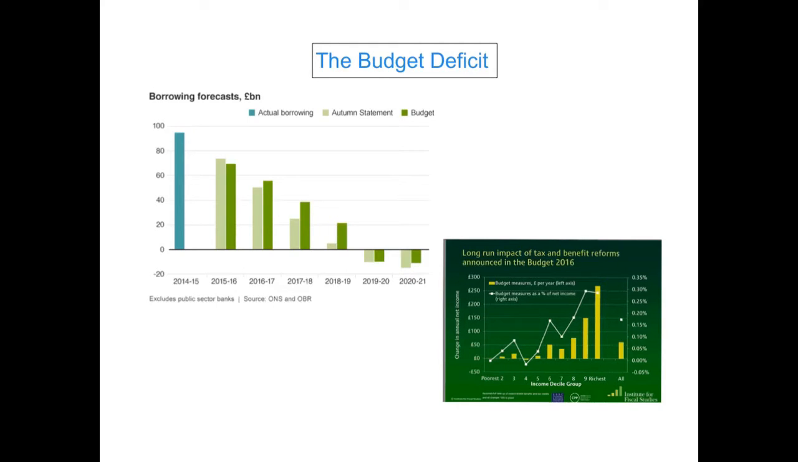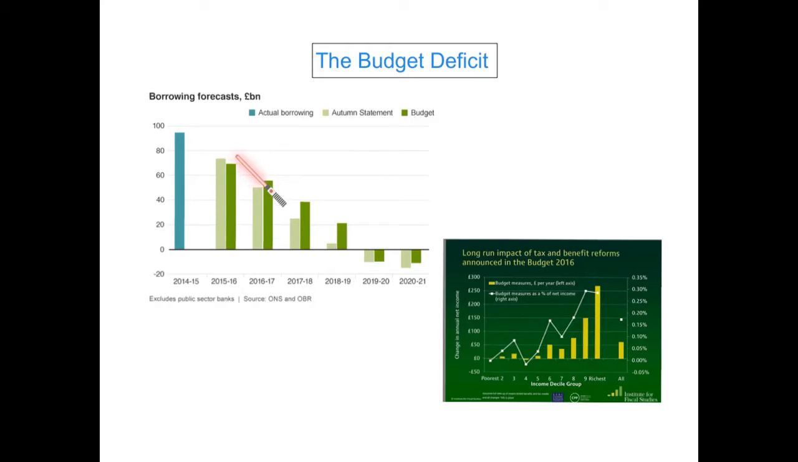Okay, so the first big issue to look at is the budget deficit. Last year, the UK had a budget deficit of just over 90 billion. I must apologise for this lightsaber, but I quite like it. So, just there, 90 billion.